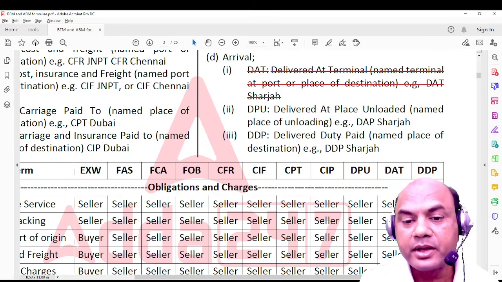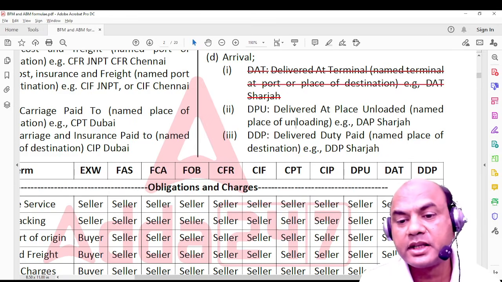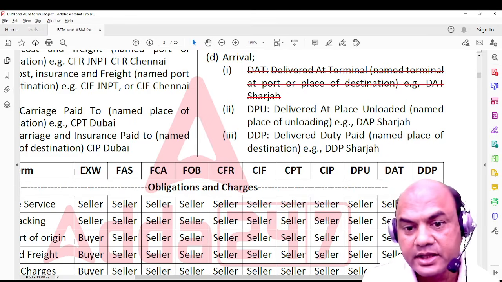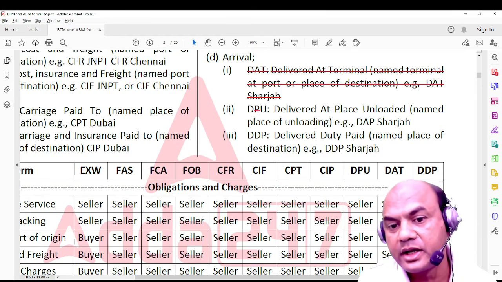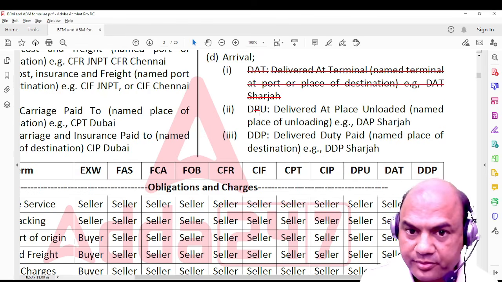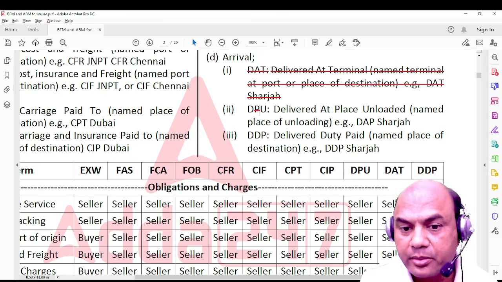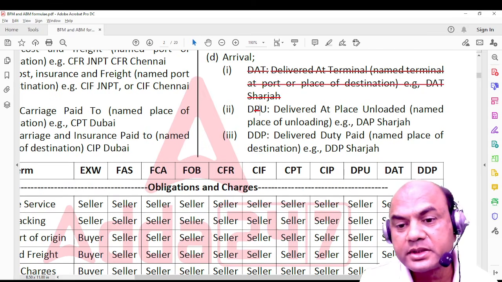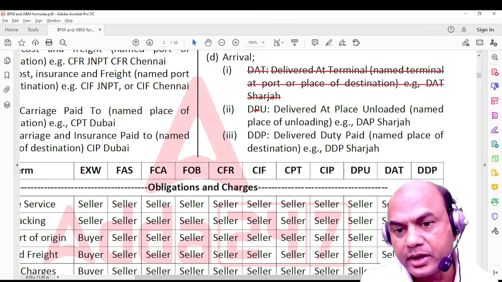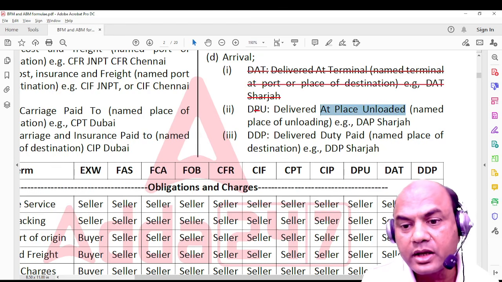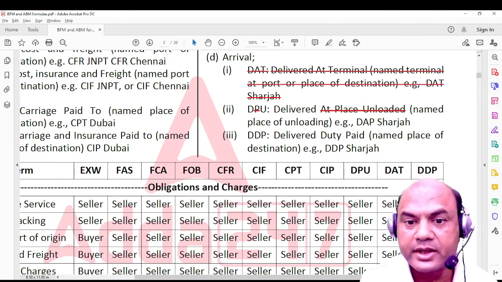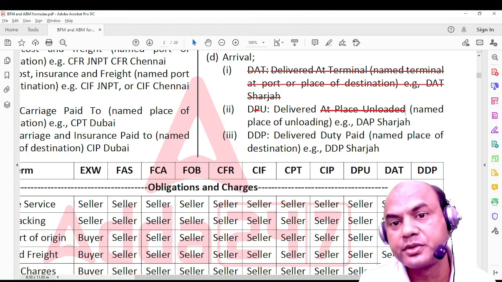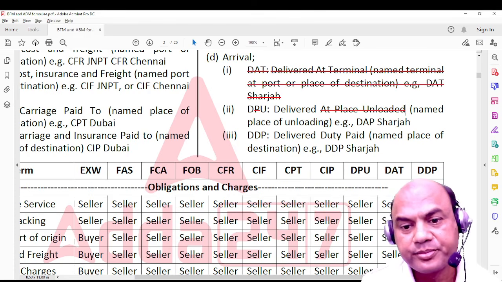Okay. DDP means delivery duty paid. This is DDU actually. DDU means delivery duty unpaid. This is the Incoterm actually. Delivery duty unpaid means the seller has not paid the customs duty at the importer side.